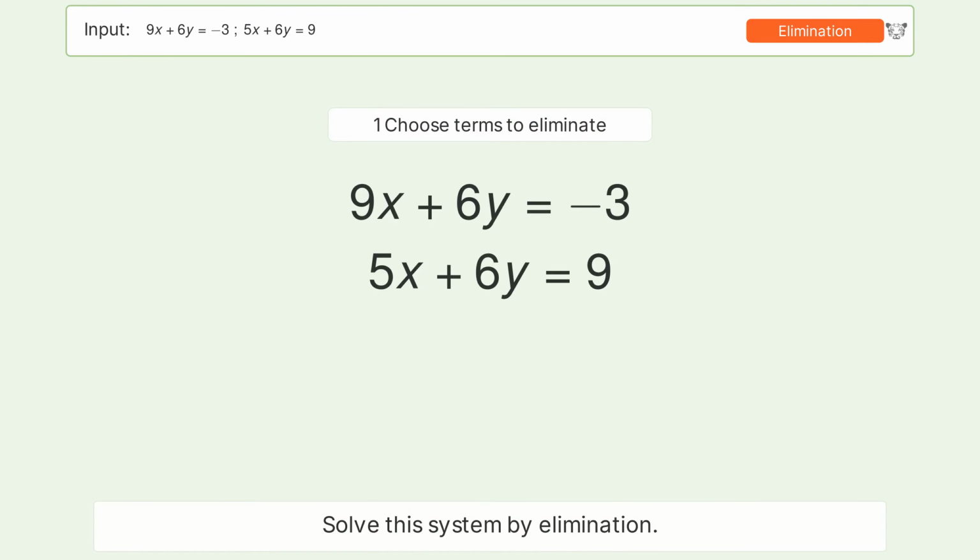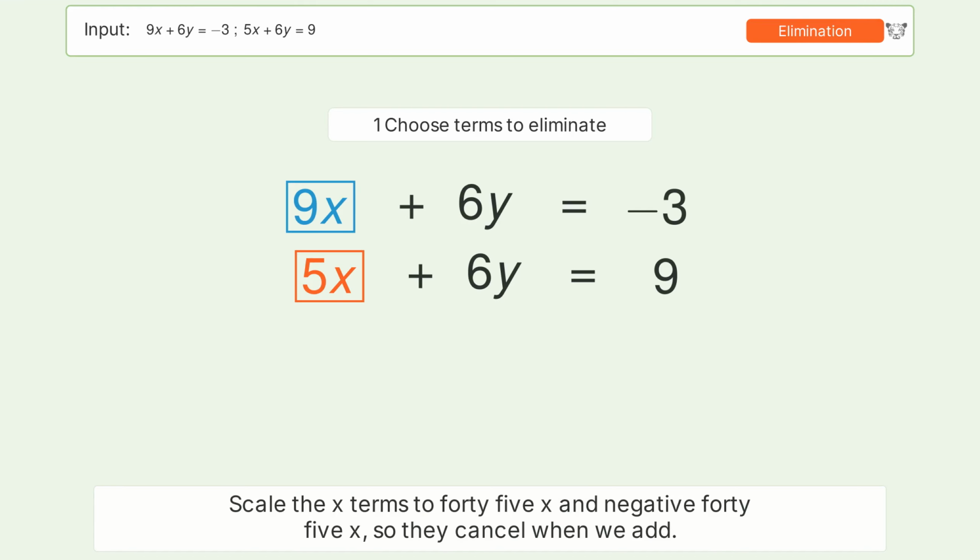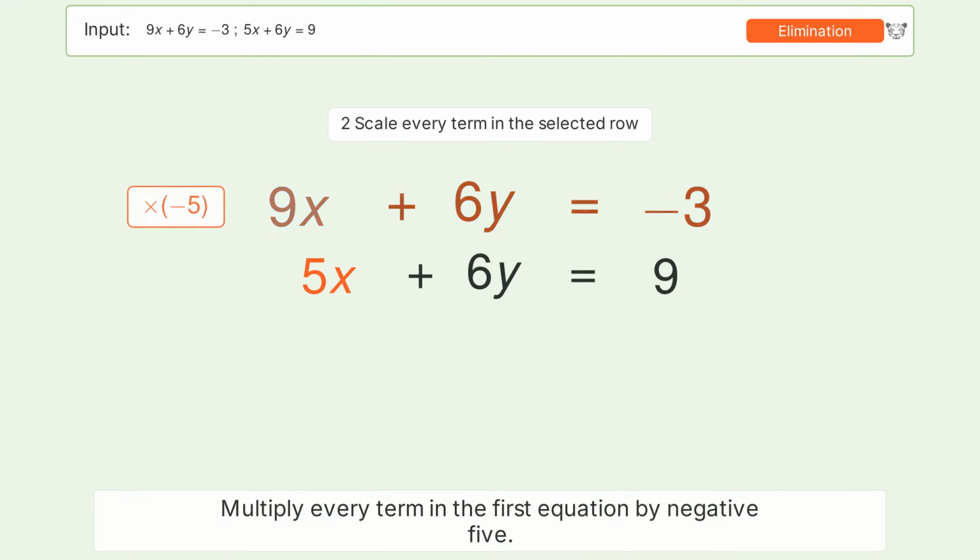Solve this system by elimination. Scale the x terms to 45x and negative 45x, so they cancel when we add. Multiply every term in the first equation by negative 5.